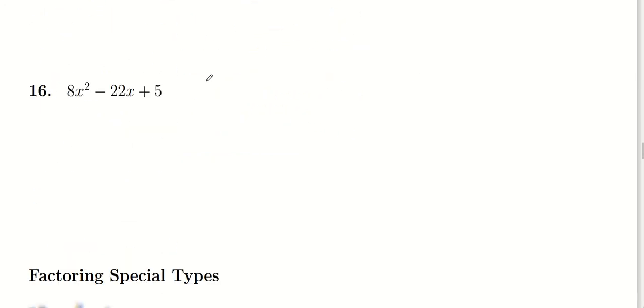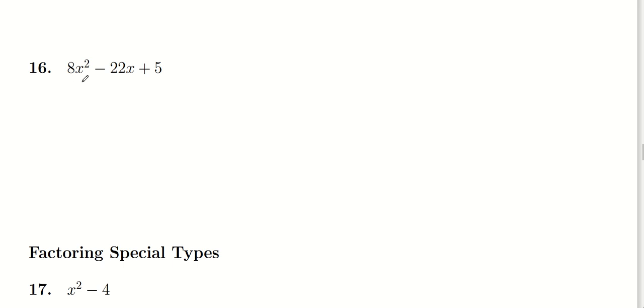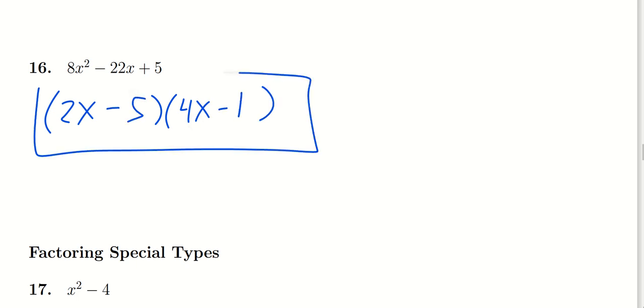I'll come back to 15 in a second. If you wanted to do, let's say, this one right here, we could factor it. This is going to factor as a 2x and a 4x. We're going to have a minus 5 and a minus 1 would be the factorization for this one. And again, you can do it with the AC method.